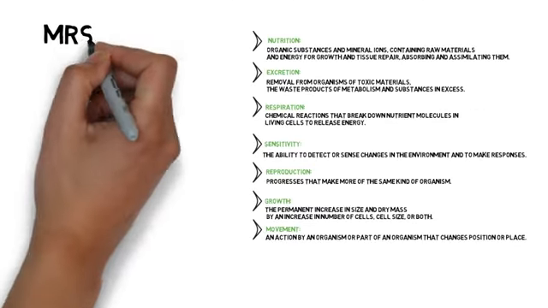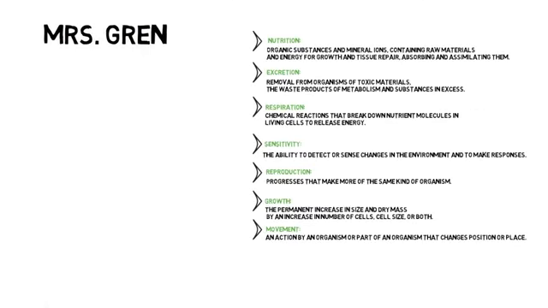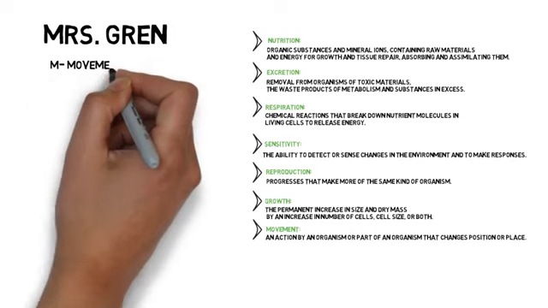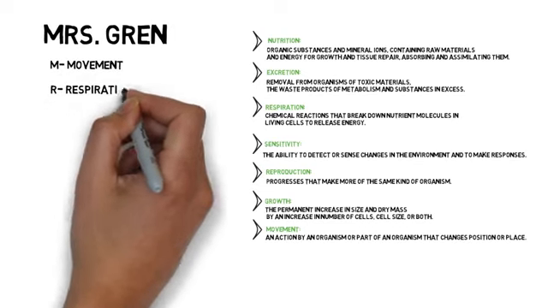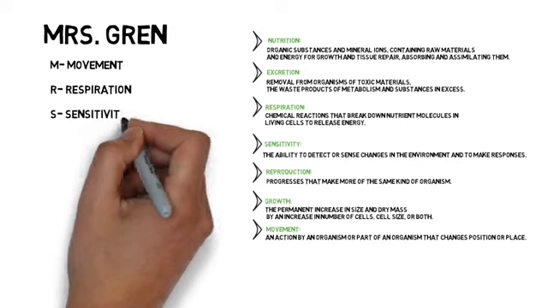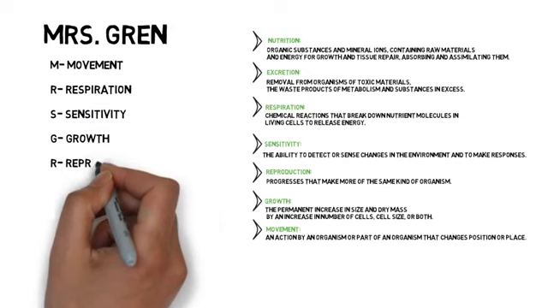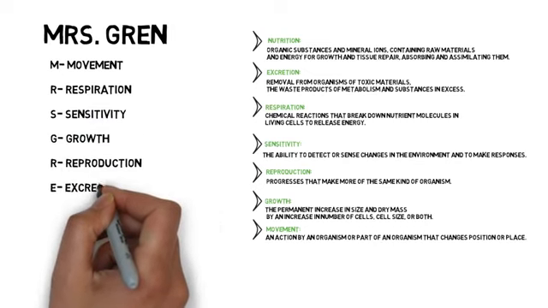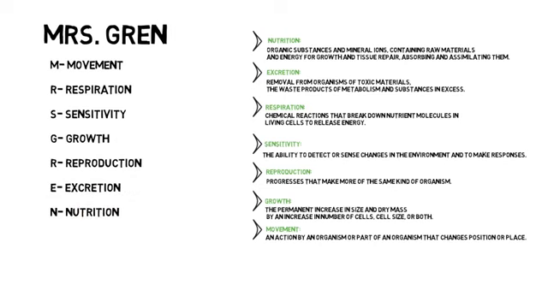The 7 characteristics could be memorized by the term Mrs. Gren. M, Movement. R, Respiration. S, Sensitivity. G, Growth. R, Reproduction. E, Excretion. N, Nutrition. That's Mrs. Gren.